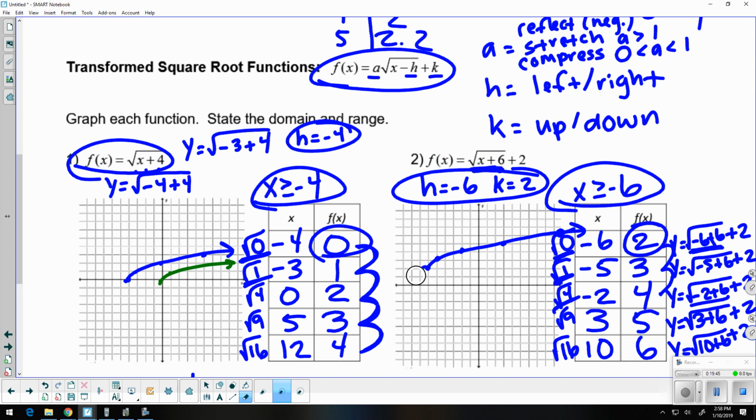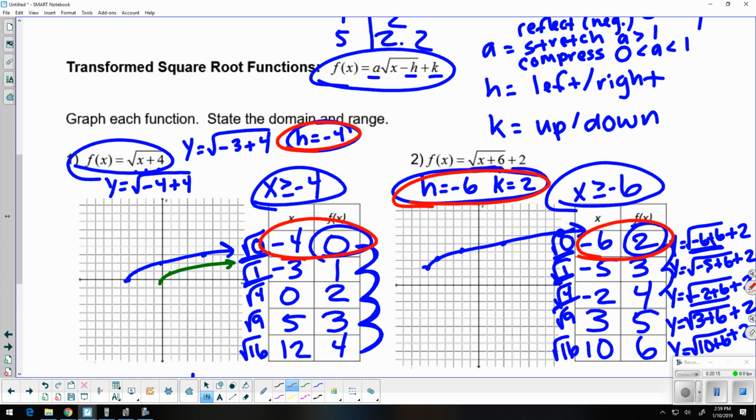Okay, I might make this a little bit easier on you now. Look at the first point in our tables. -6, 2. Basically, your h and your k value is going to be your starting point every single time. If you can properly identify h and k, that's always going to be your first point in your table.